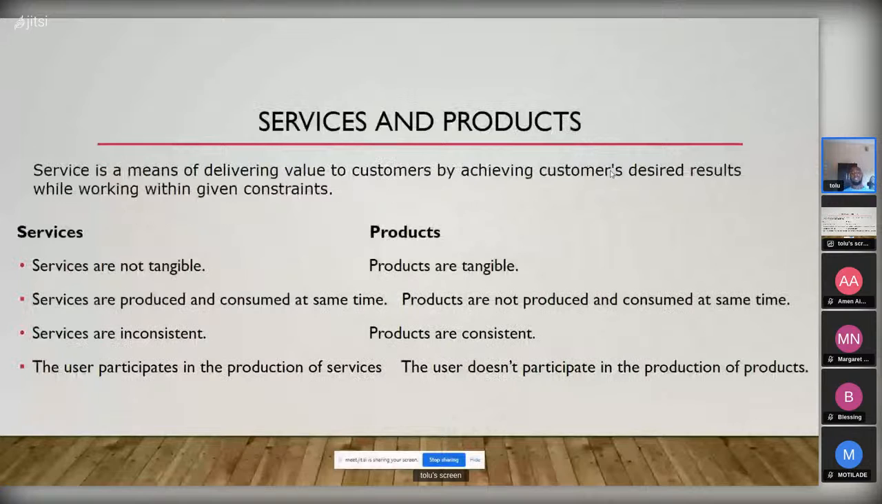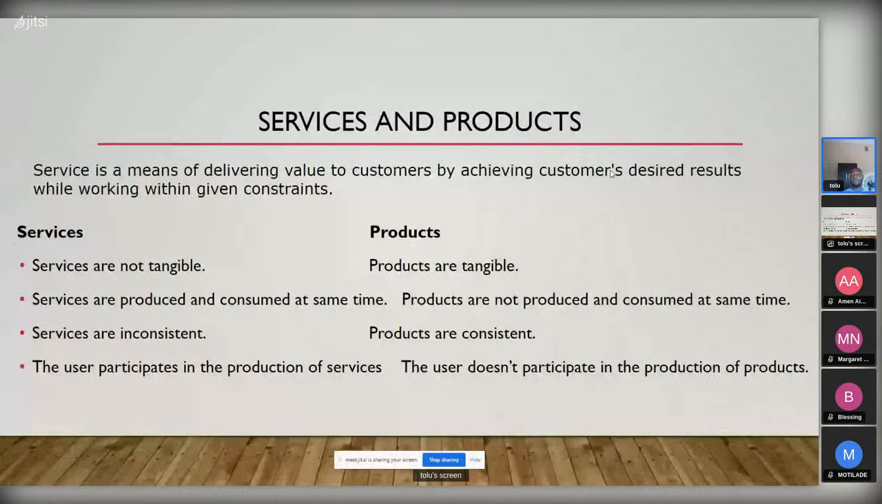Services and products. A service is a means of delivering value to the customer by achieving customer-desired results while working within a given constraint. We were talking about services before. I told you they have to give you constraints. Constraints are things that must be met before the customer is happy. For the customer to be happy that this service is what he wants, he must have told you that he wants this, he wants that. Those are constraints. So once you can deliver your service to meet those constraints, then you have a service.